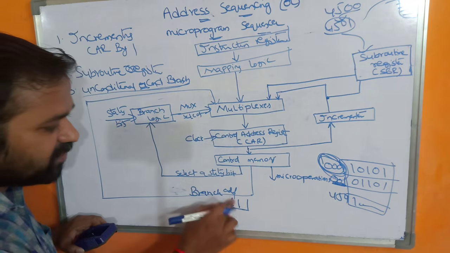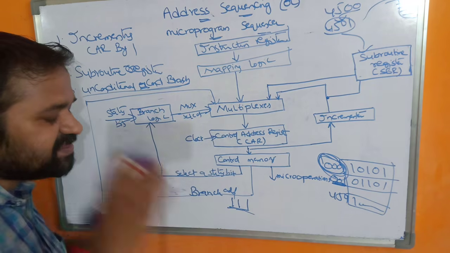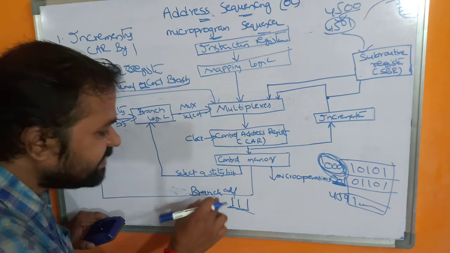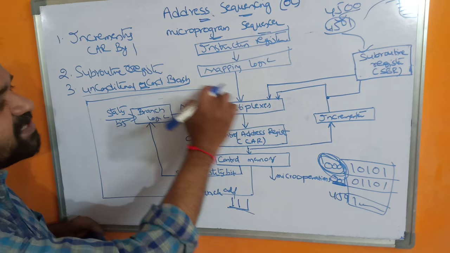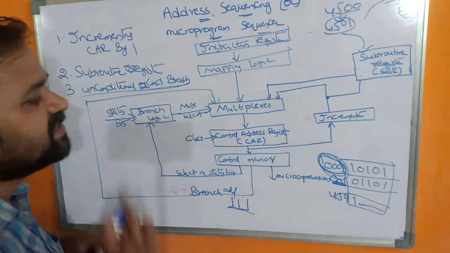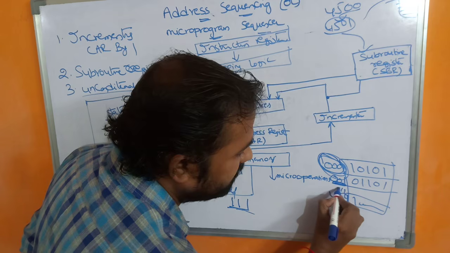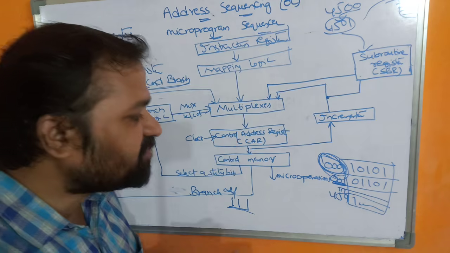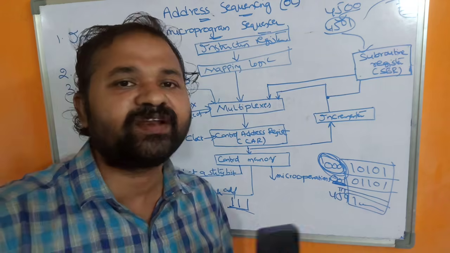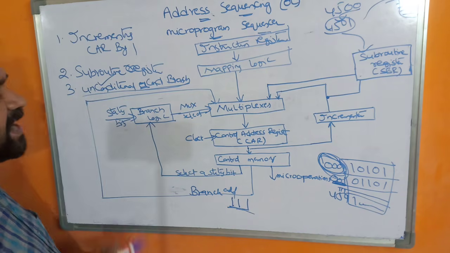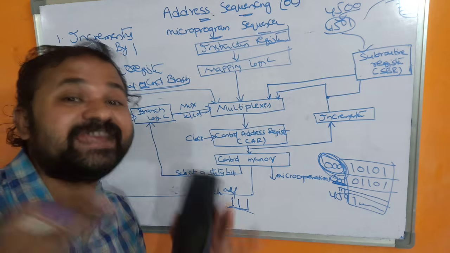Okay, so here what is the branch address? 111. So without checking any condition, this 111 will be transferred to the control address register with the help of the multiplexer. Now the control address register contains 111. So now the instruction at the address 111 will get executed. This is about unconditional branch. Unconditional means there is no need to check any condition.